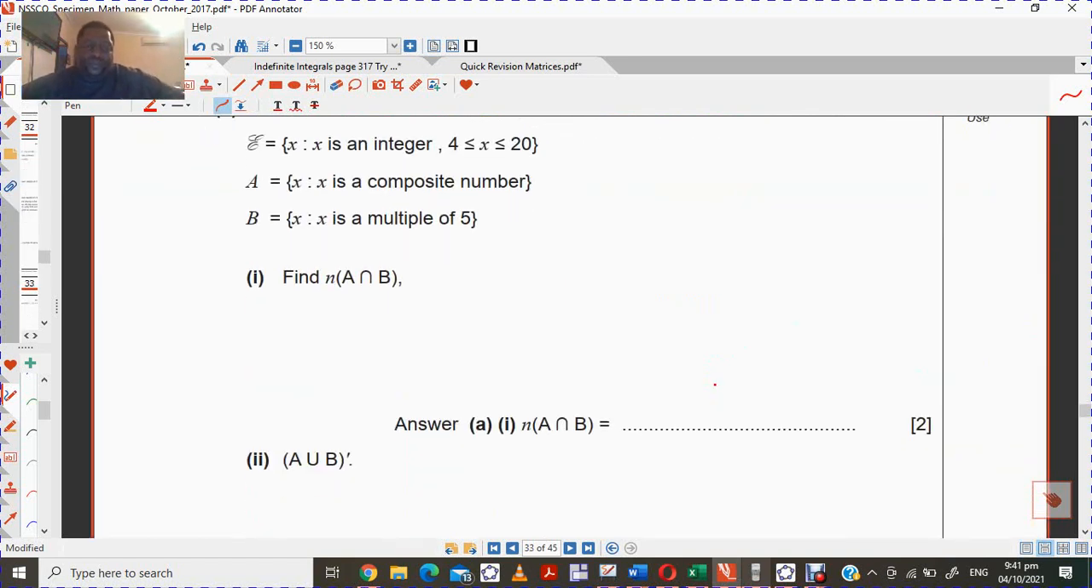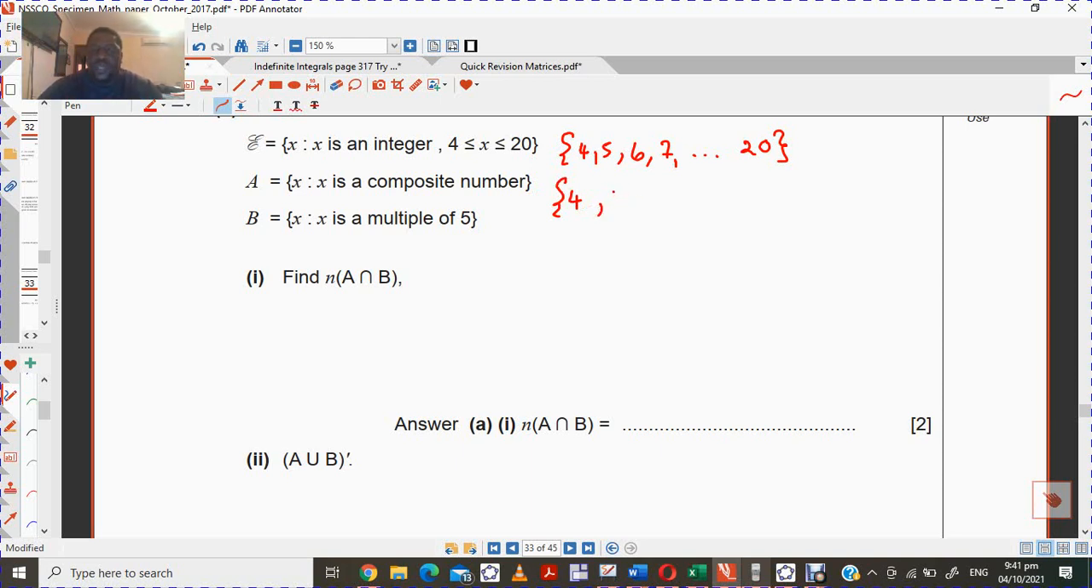Right, question 12. Some Venn diagrams issues. So the universal set is a set of values from 4 to 20. So basically this is 4, 5, 6, 7, and so on, all the way up to 20. Set A consists of composite numbers. Composite numbers are numbers that have more than 2 factors.